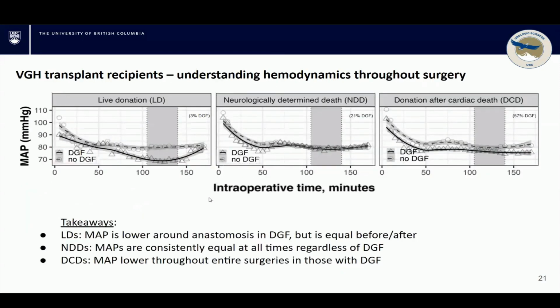So with this approach of directly graphing the average blood pressure courses, we can note some interesting trends in surgeries that result in DGF and surgeries that don't result in DGF. First, we have this analysis divided between surgeries done in recipients of LD, live donated kidneys, NDD, neurologically determined death kidneys, and then DCD, or donation after circulatory or cardiac death kidneys. We did this because the physiology between these groups and the incidence of DGF is known to be quite different. There are going to be some significant differences that point to different drivers of DGF in the three groups as far as blood pressures are concerned.